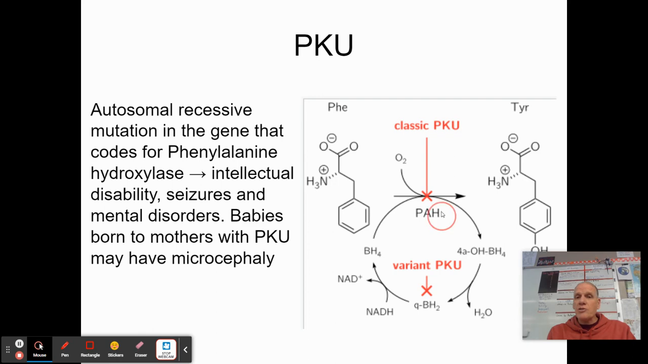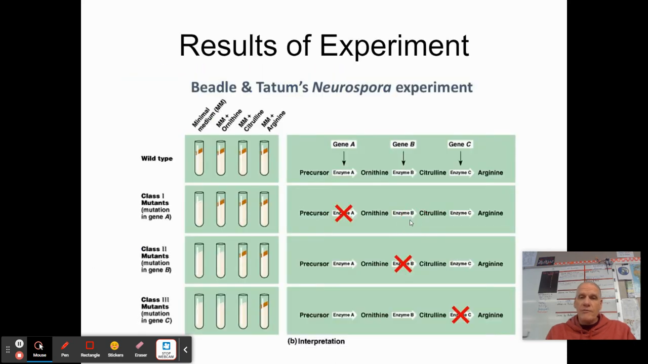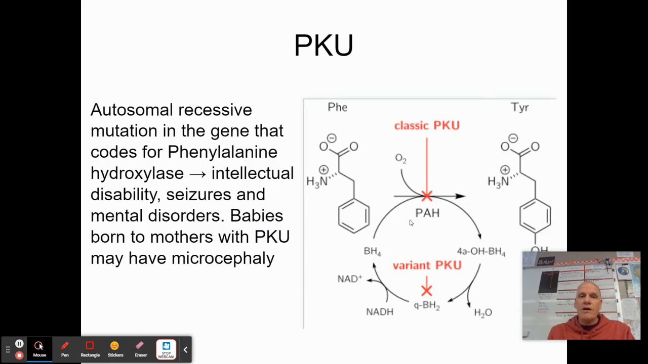If there's a defect in that phenylalanine hydroxylase, that PAH gene, that's not going to happen. So phenylalanine begins to build up in your system, which leads to, as I say up here, intellectual disabilities, seizures, and mental disorders. Okay, so it's not a good thing to have. And if a person is known to have it, they can make sure that they reduce the intake of phenylalanine via a restrictive diet.